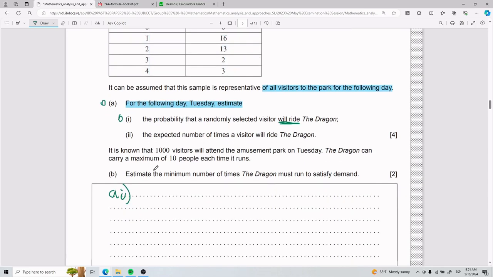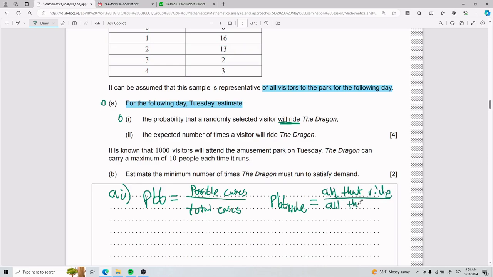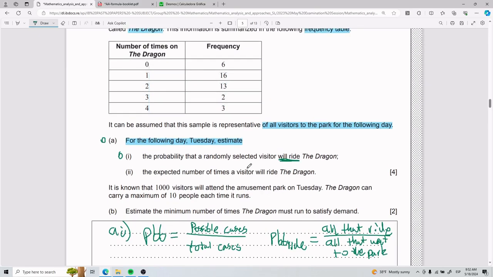So guys, for probability, the name of the game is always the same. It's your total cases on the bottom, and up top it's the possible cases for what you're trying to find the probability of. And so the probability of ride is going to have all the possible cases, so all that ride, divided by the total cases, which is all that went to the park. Intuitively, you just need to sum all the possible cases divided by the total cases.